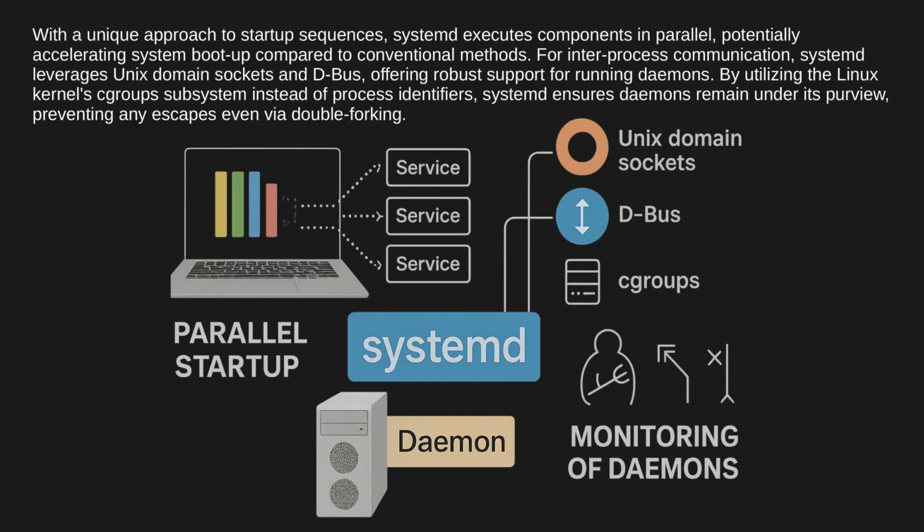With a unique approach to startup sequences, Systemd executes components in parallel, potentially accelerating system boot up compared to conventional methods. For inter-process communication, Systemd leverages Unix domain sockets and D-Bus, offering robust support for running daemons. By utilizing the Linux kernel's cgroup subsystem instead of process identifiers, Systemd ensures daemons remain under its purview, preventing any escapes even via double forking.